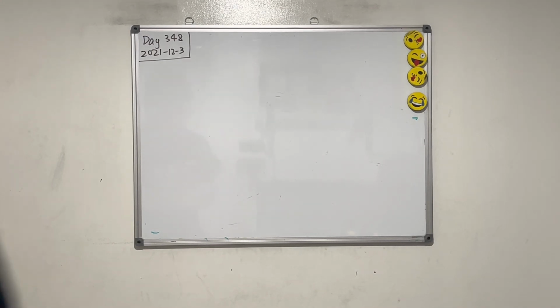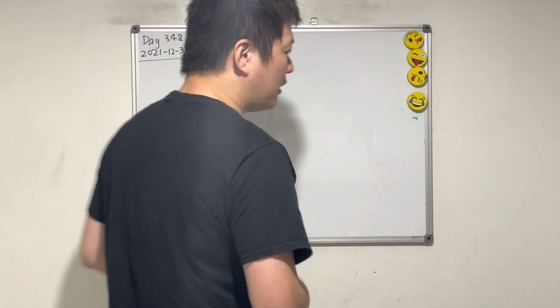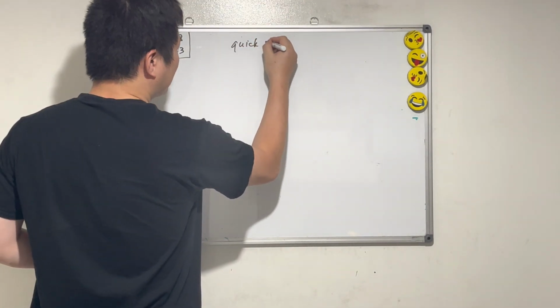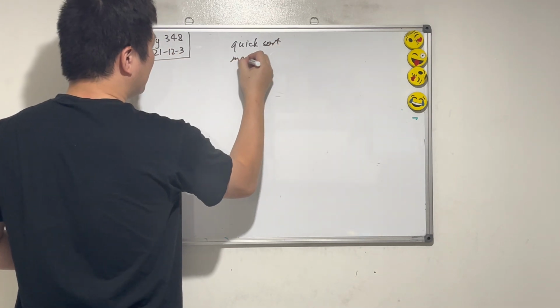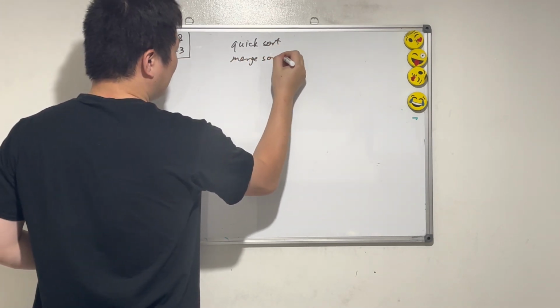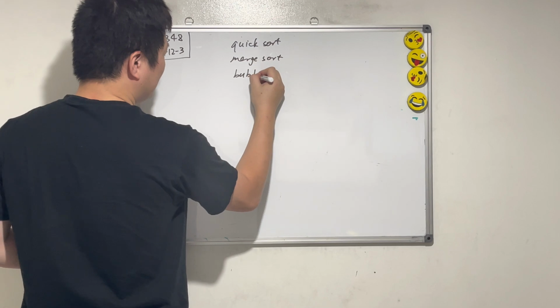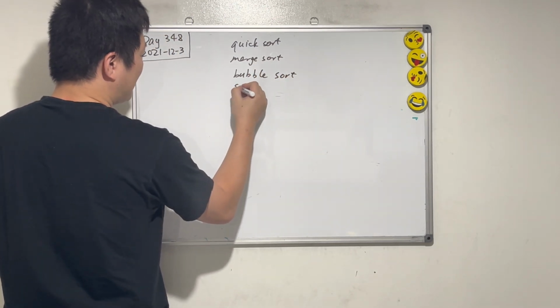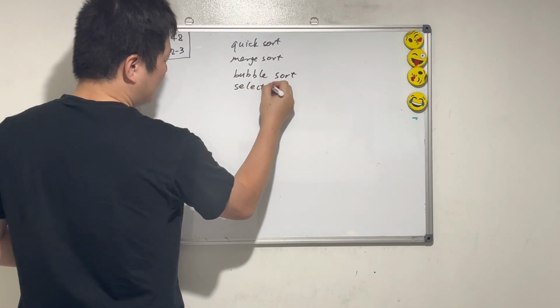Okay, so we talk about quick sort, yeah? We talked about merge sort before, and we talked about bubble sorting. And yesterday we talked about what? Selection sort, right?